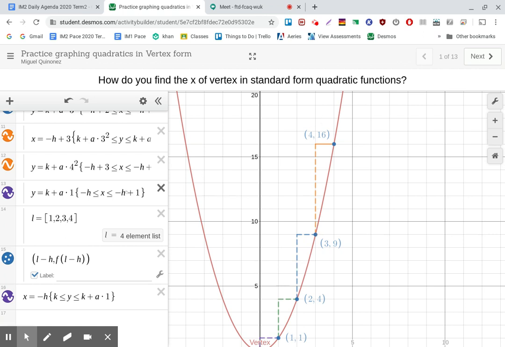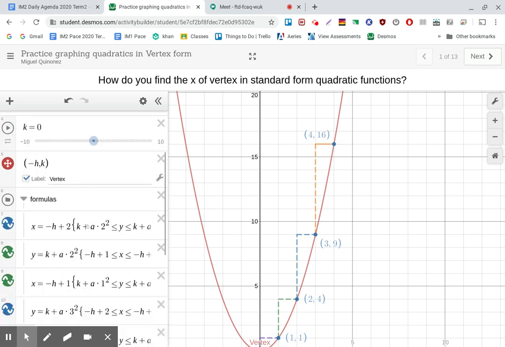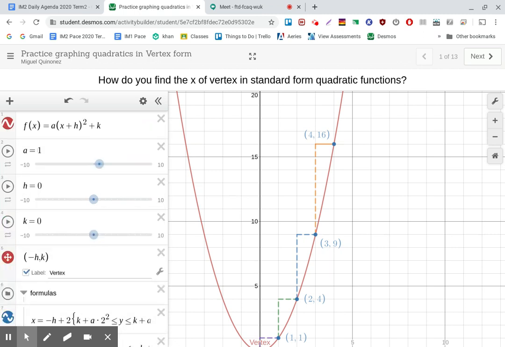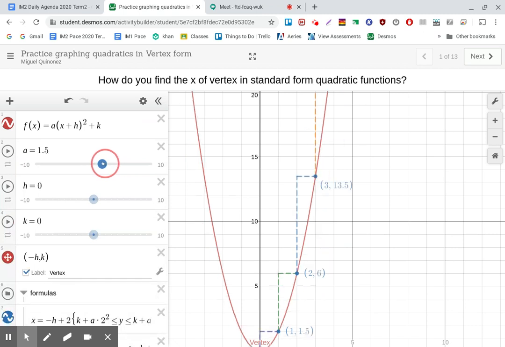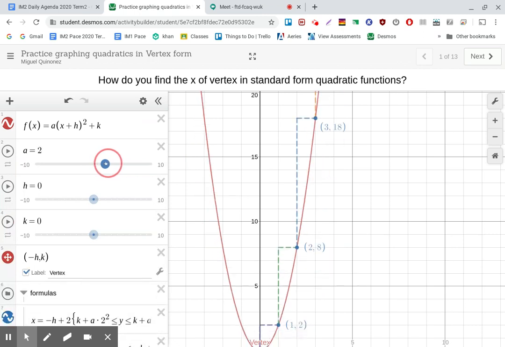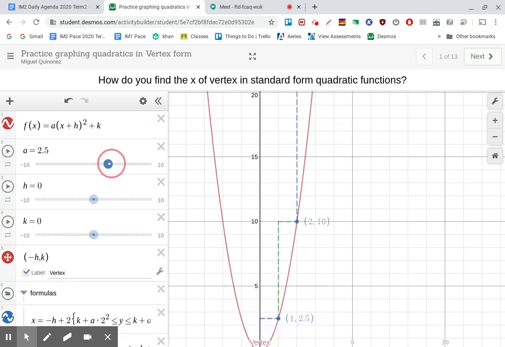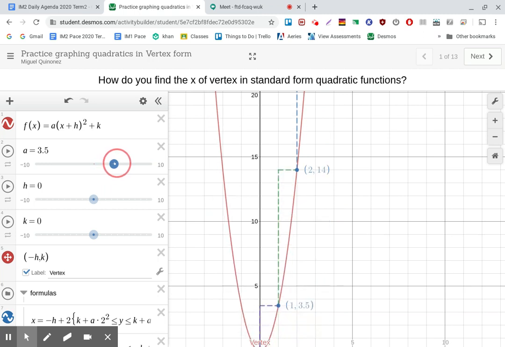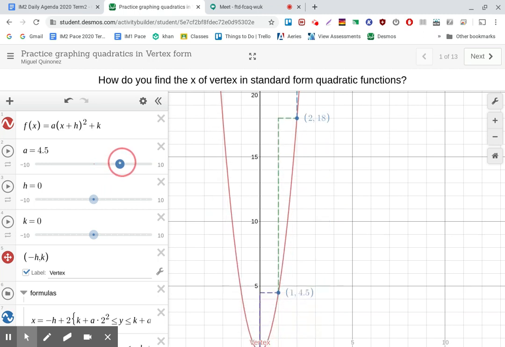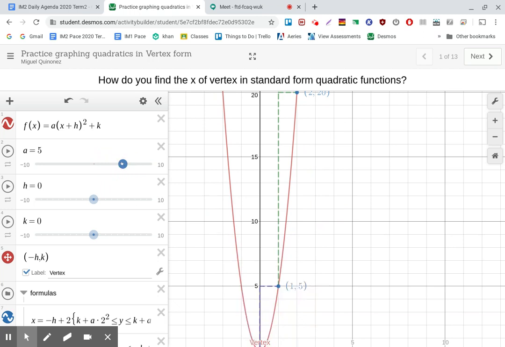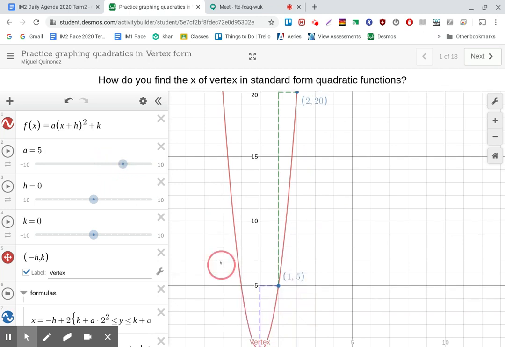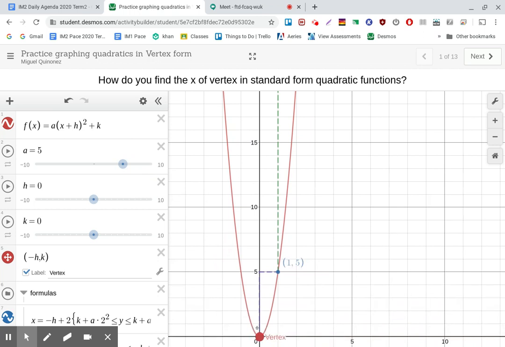Now, check this out. This is what I wanted to have you guys see, okay? So, A is 1. I'm going to make A 2. What do you think is going to happen to these steps? Yeah, they're stretching, right? Do you see that? So I'm going to make A 5. How tall is the very first step? 5. Look at it.